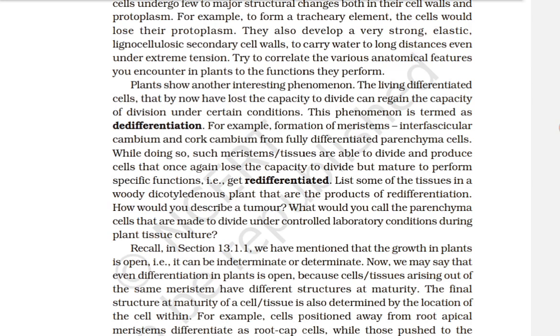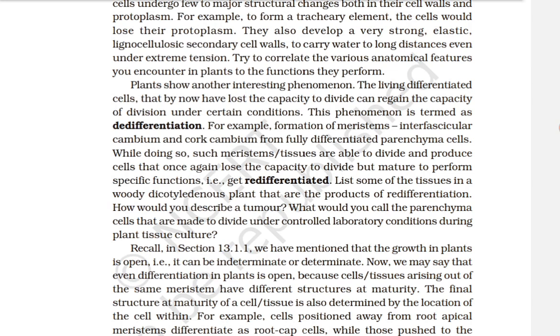For example, formation of meristems, that is interfascicular cambium and cork cambium, from fully differentiated parenchyma cells. While doing so, such meristem tissues are able to divide and produce cells that once again lose the capacity to divide but mature to perform specific functions, that is, get re-differentiated. List some of the tissues in a woody dicotyledonous plant that are the product of re-differentiation.